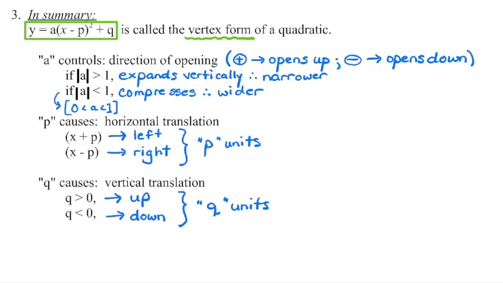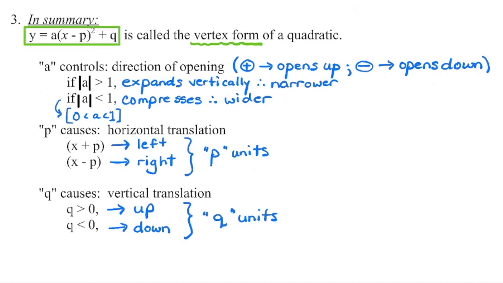So when we put this all together, we have y equals a times (x minus p) squared plus q. That's what we call the vertex form of a quadratic. A controls which way we open, as well as how wide or narrow that graph is. P, how many units did we shift left or right? Q, how many units did we shift up or down? Most important of all, why do you think this is called the vertex form of a quadratic?